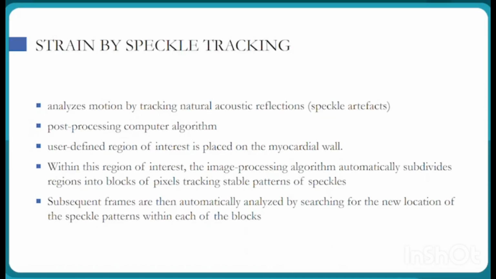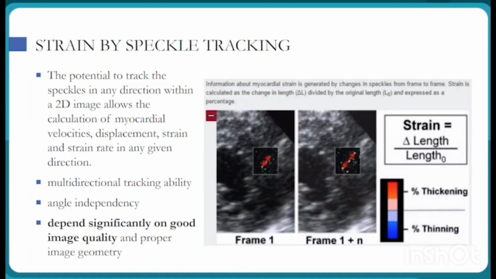Now when measuring strain by speckle tracking, it analyzes motion by tracking natural acoustic reflections and speckle artifacts. Then a post-processing computer algorithm determines the strain. A user-defined region of interest is placed on the myocardial wall, and within this region of interest, the image processing algorithm automatically subdivides the region into small blocks of pixels, tracking stable patterns of speckles. The subsequent frames are then automatically analyzed by searching for the new location of the speckle patterns earlier determined within each block. After this processing, the computer algorithm gives the strain for each of the myocardial segments.